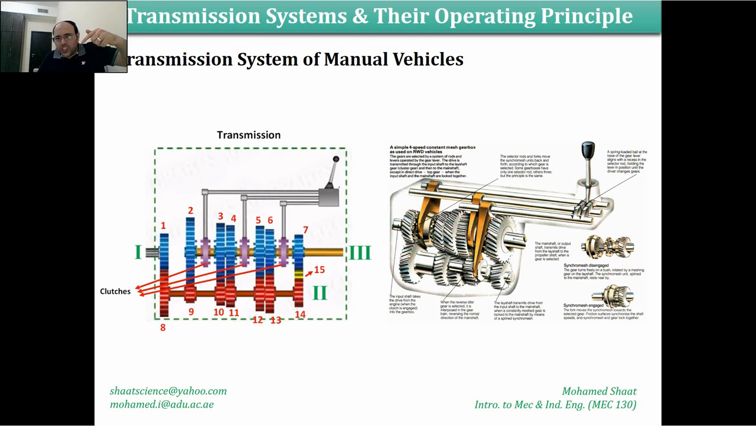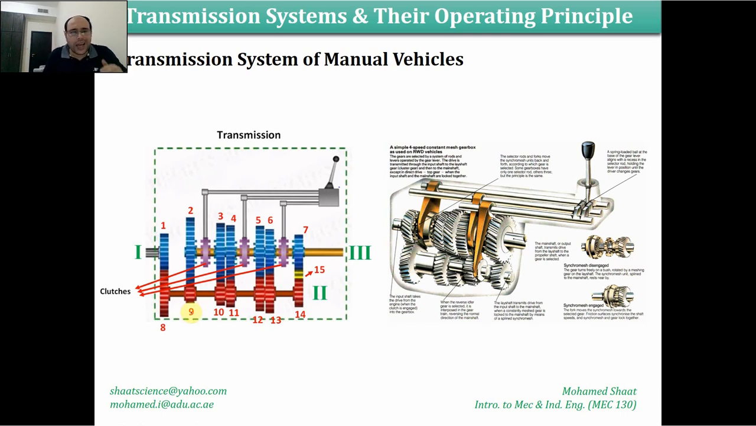One of them should be the driver, and the second one should be driven. The driver is going to force the driven gear to rotate. So we have a driver and a driven gear. For example, for 1 and 8, one of them should be the driver and the other one is going to be driven. Who is the driver and who is the driven, this is what we are going to figure out.